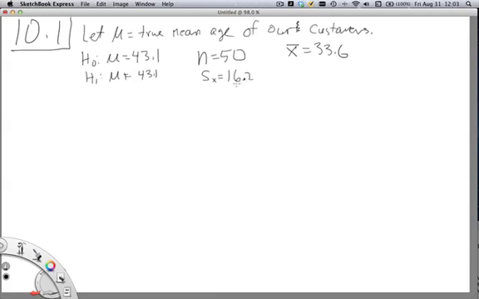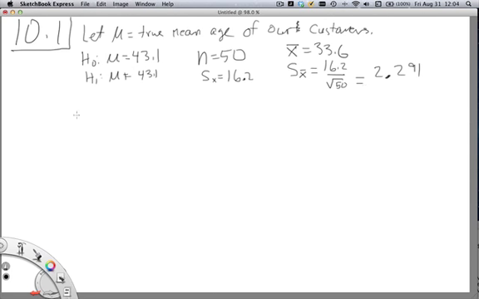Now, always find the standard error. Just reflexively go find the standard error. So S sub X bar is going to be 16.2 divided by root 50. And if you do your math, this is equal to 2.291, carrying it to 4 accurate digits.